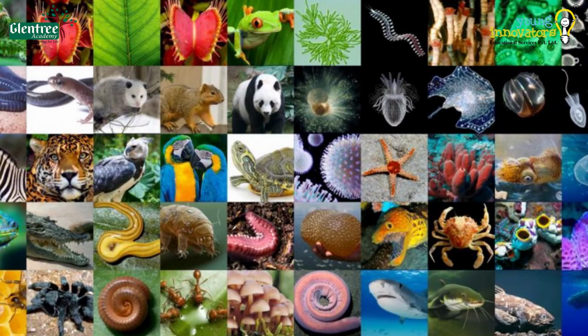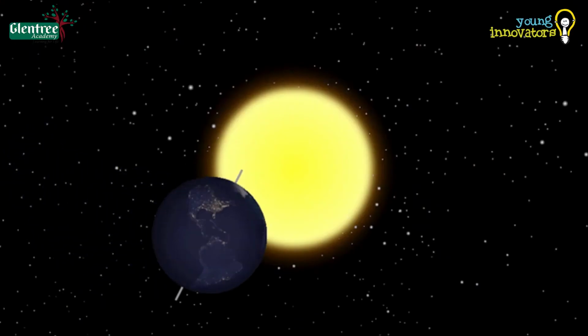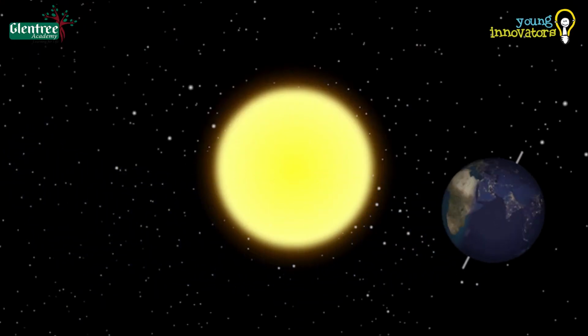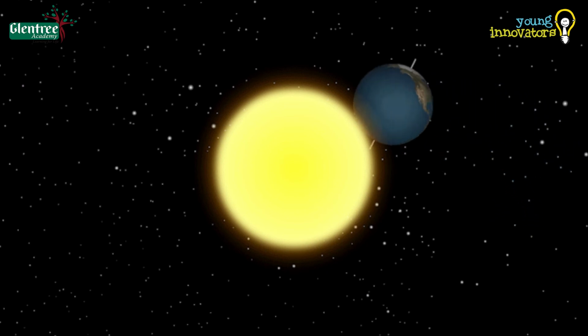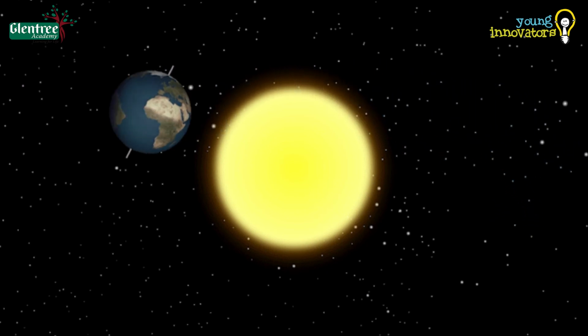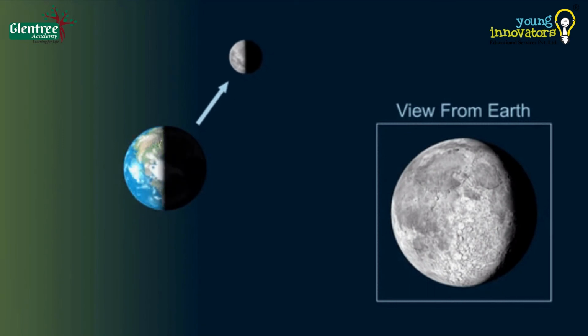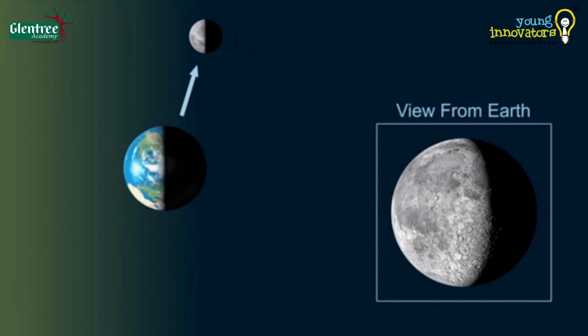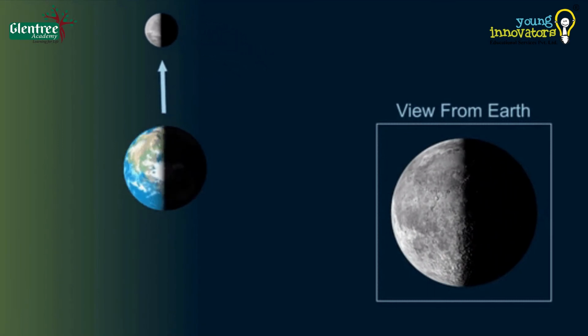It takes about 24 hours to complete one rotation and 365 days to complete one revolution around the Sun. Our Earth has a very close neighbor called Luna, the only natural satellite. It is believed to have formed from Earth after its formation.